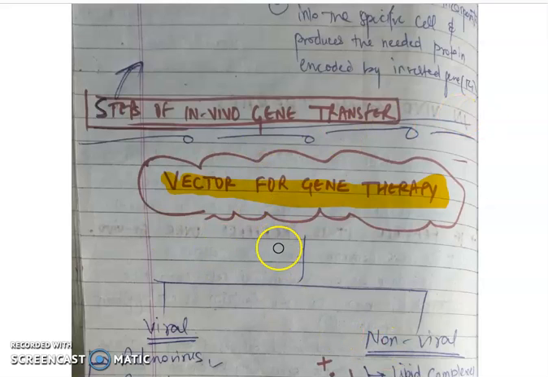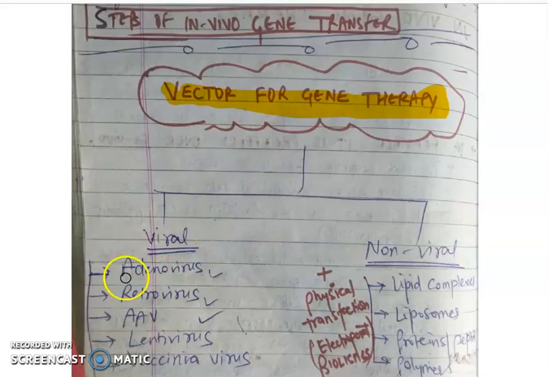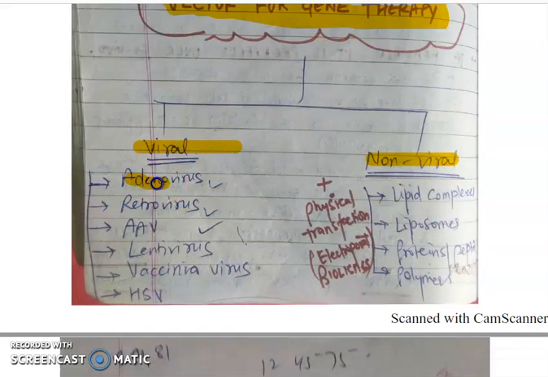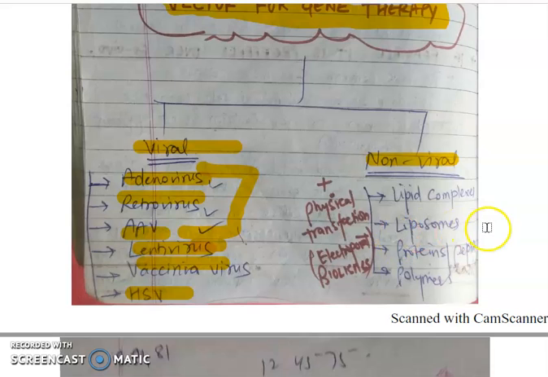But what are the main vectors or carriers that we use for the transfer of the therapeutic gene? There are two kinds of vectors: either viral vector or non-viral vector. Viral vectors include adenovirus, retroviruses, adeno-associated viruses, lentiviruses, vaccinia, and herpes simplex viruses. Out of these, the first three, adeno, retro, and adeno-associated viruses, are the more frequently used viral vectors. Non-viral vectors include lipid complexes, liposomes, protein, peptide or polymers, and physical transfection methods like electroporation and the ballistic gun particle bombardment method. These non-viral vectors we will discuss in the next clip.